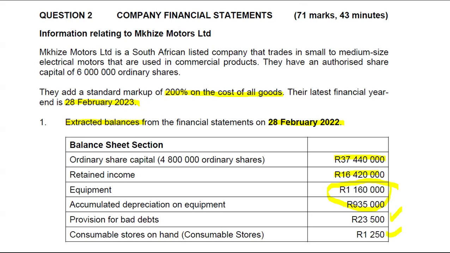So if we have consumable stores, these are consumable stores that were not used last year. So they were current assets last year, but this year they'll be the first ones to be used. So they will be part of your expense. And we will add that 1,250 to consumable stores and operating expenses.